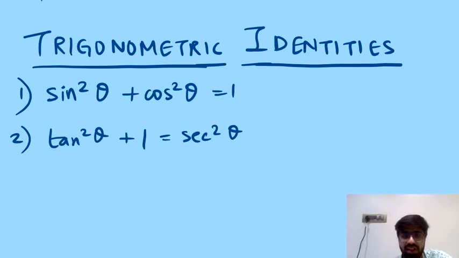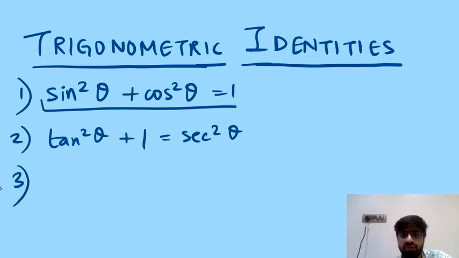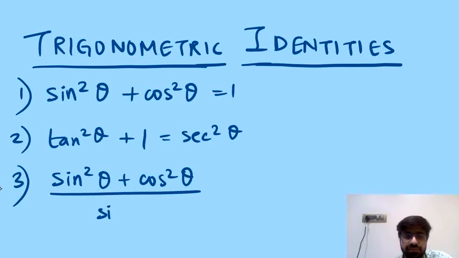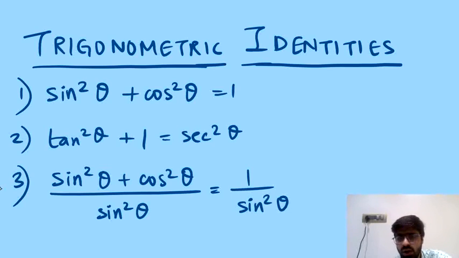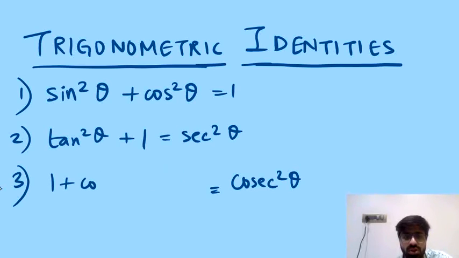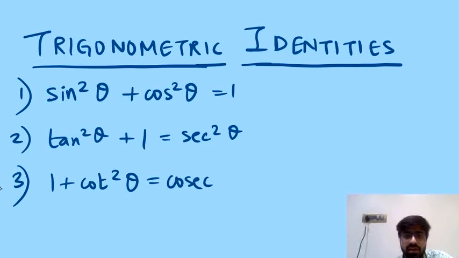Now, just like we have derived our second result, we can go for deriving a third result as well. That is, divide both the sides of this equation with sin square theta. So you will have sin square theta plus cos square theta, the whole upon sin square theta, equal to, on the right hand side, 1 upon sin square theta. 1 upon sin square theta on the right makes it cosec square theta. Split the two terms on the left. The first term becomes 1 and the second term becomes cos square theta upon sin square theta, which is cot square theta. So here's your third trigonometric identity, that is 1 plus cot square theta is equal to cosec square theta.